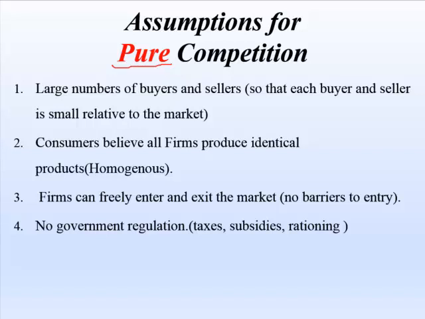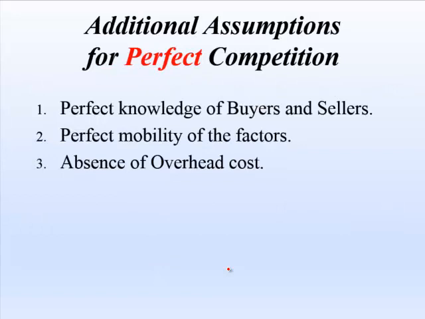Then the fourth one is there are no government regulations like taxes, subsidies, or rationing of essential goods. Then the fifth one is uniform prices. At a particular time, a uniform price of a commodity prevails all over the market. So these are all five assumptions for pure competition. Mind it, this is for pure competition. And if we add certain more assumptions, then it will be perfect competition.